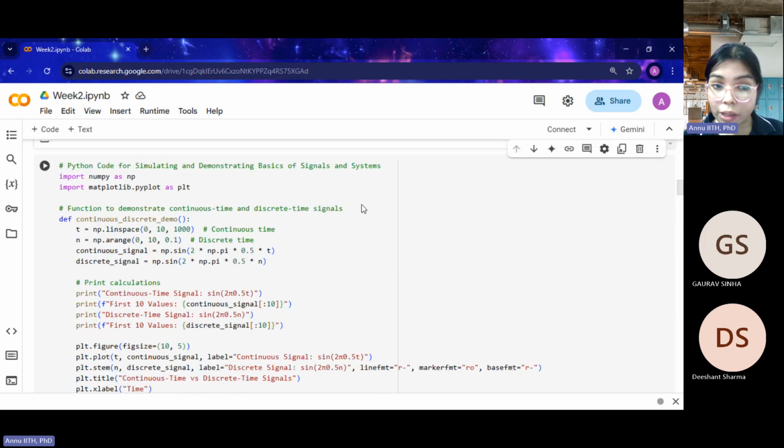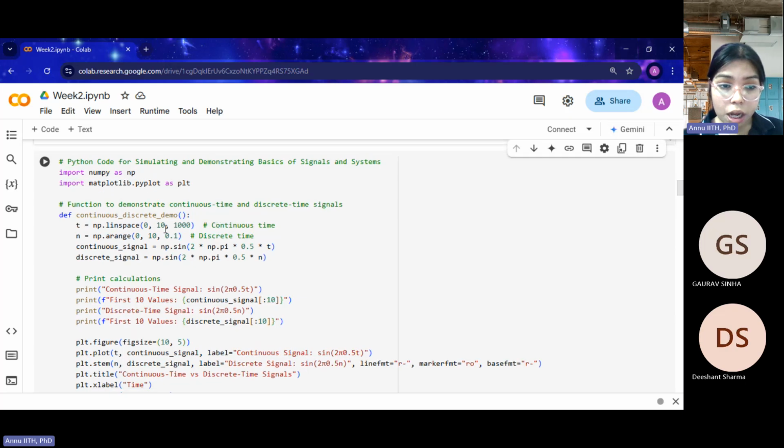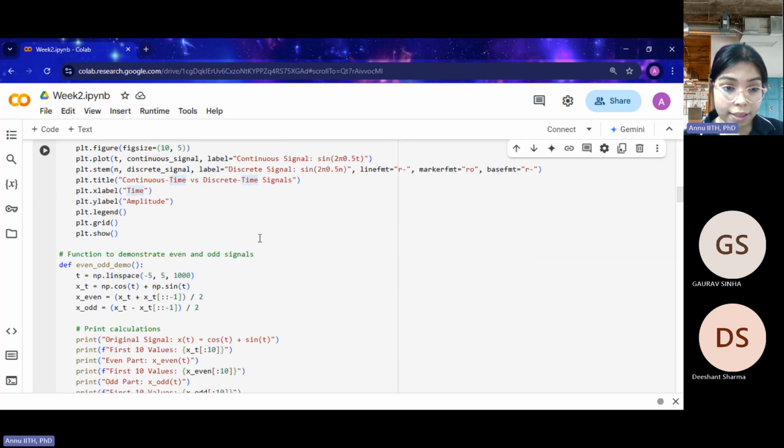Last class we saw what is an odd and what is an even function. As we know, any signal can be represented as a sum of an even and an odd part. So we will see that. Here also, we are determining this using linspace. We have continuous time, and this is a discrete time. So again, that is the same.